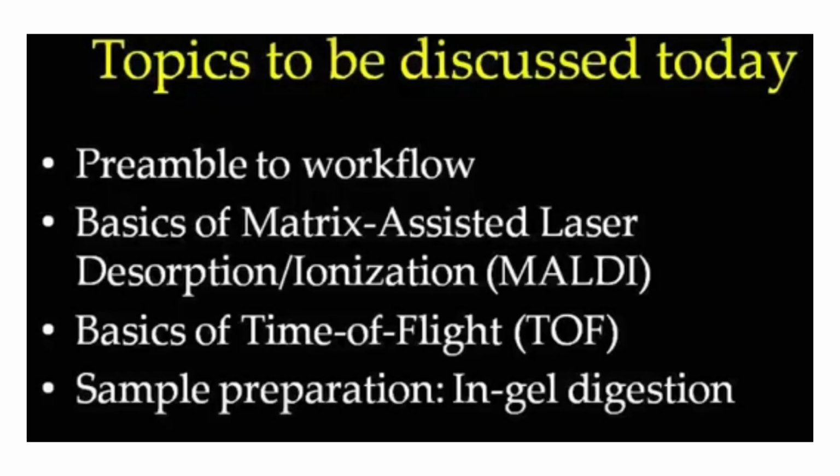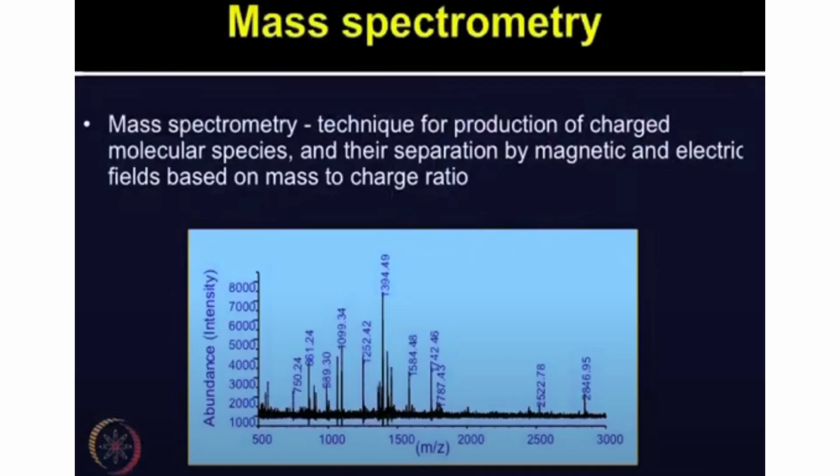Then mass spec analysis, how exactly does that help? Your protein should be in a much purified form itself. Once you have that, you can inject the protein into the mass spec. What does mass spec do? It's a technique for production of charged molecular species and separation by magnetic and electric fields based on mass to charge ratio. So as we said, once you collect that specific spot, you do enzymatic digestion of it. So that spot has the whole protein, right?